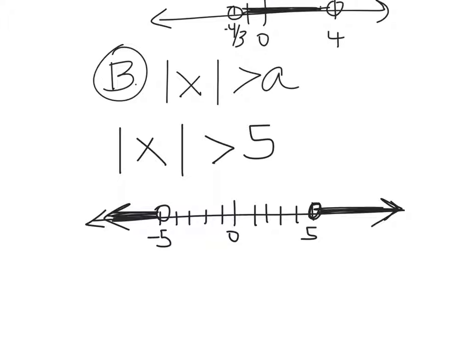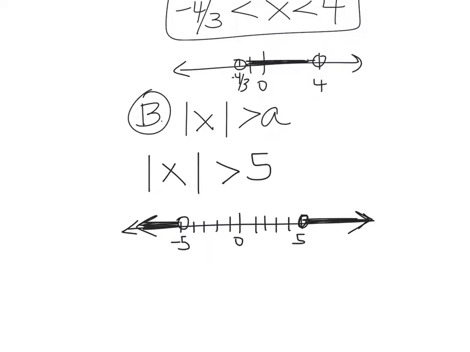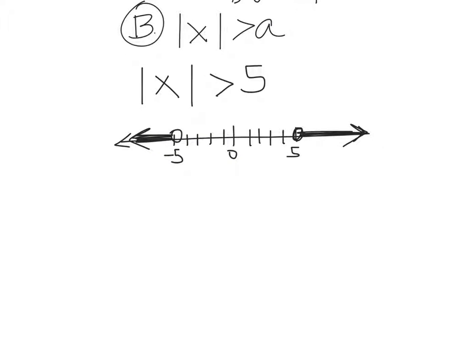Because all those negatives will work, because when you take the absolute value, it's going to be bigger than 5. So these are going to be our OR statements. All right, so here's how you write OR. You never combine OR into one thing like we did the AND. OR has to be separate.